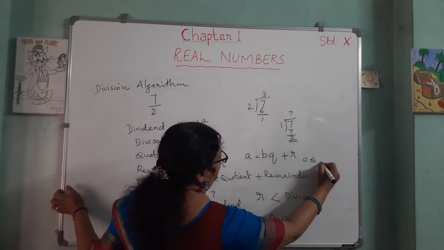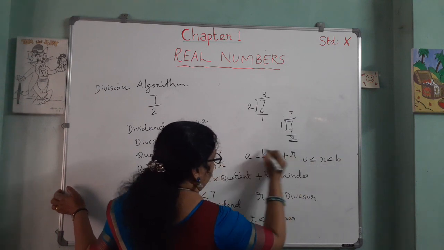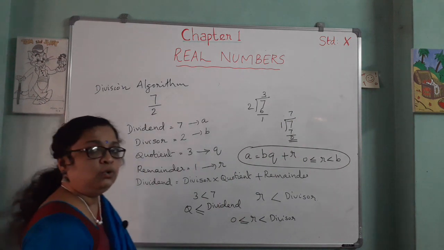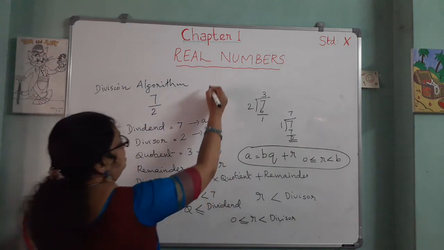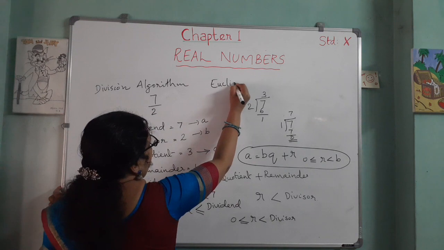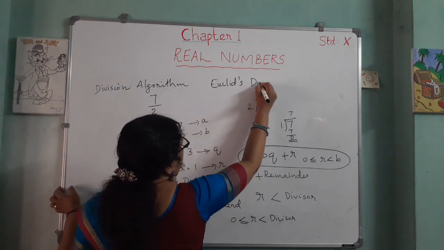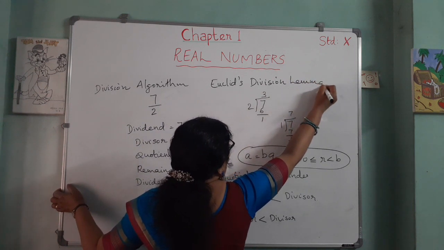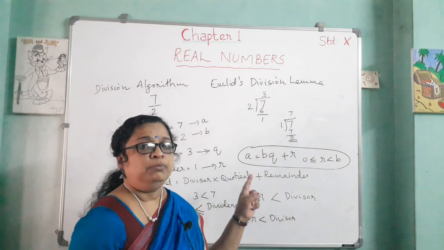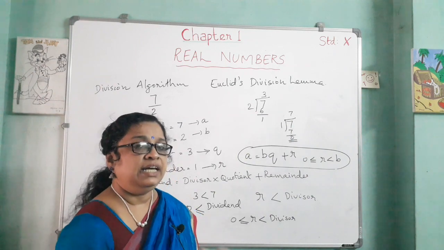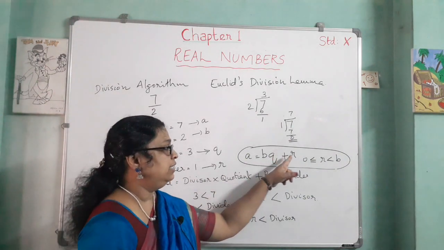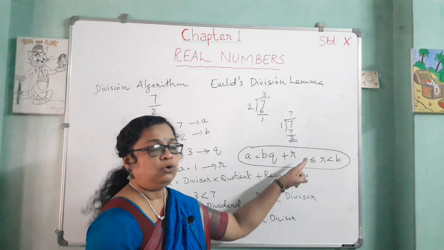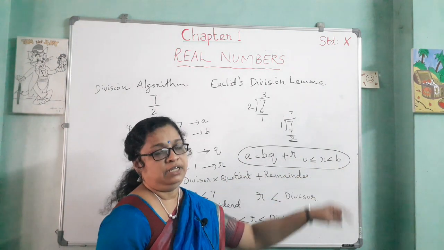0 less than or equal to r less than b. And this equation is called Euclid's division lemma. That is, for given positive integers a and b, there exist two integers q and r such that a is equal to bq plus r, 0 less than or equal to r less than b.